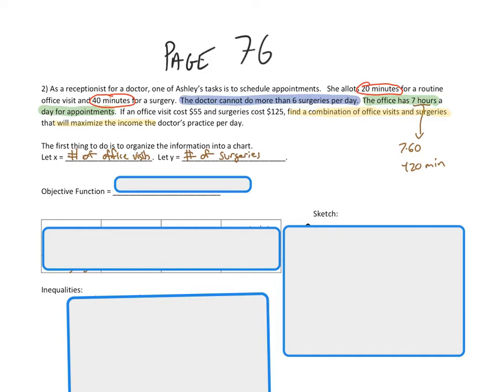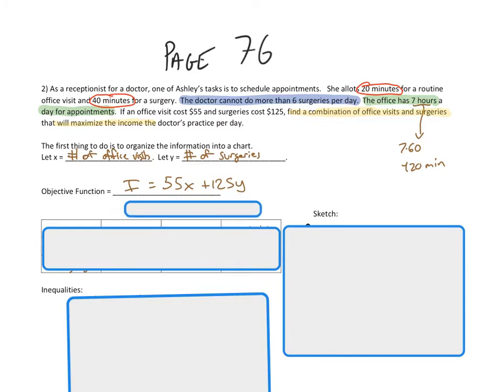And so if we're going to maximize income, well, let's see, we are told some stuff about income. We're told office visit is 55 and surgeries is 125. That's the cost that a patient would pay, so that's their income. And so our objective function would be income equals 55x plus 125y. Then we have to figure out our constraints.